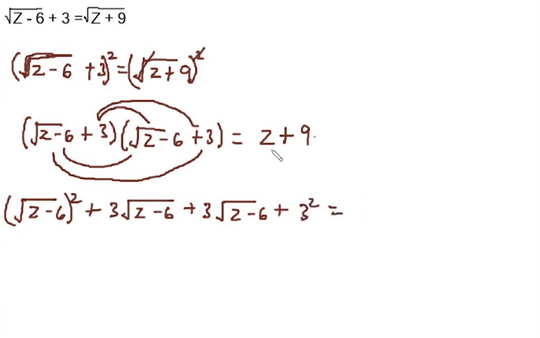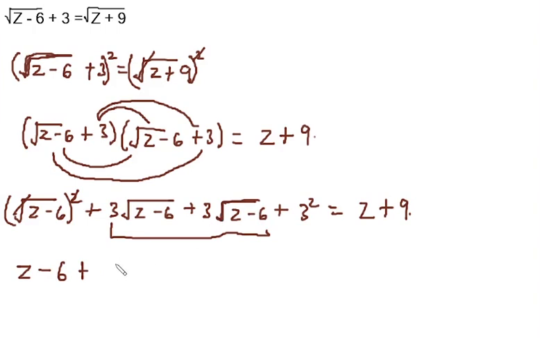This is equal to, for the right hand side, z plus 9. I know that the square can cancel out the square root, so this is z minus 6 plus, these two terms can add up because they have the same radical term, so this is 3 plus 3. So in the end, I have 6 square root of z minus 6, plus 3 squared is 9, and then this is equal to z plus 9. This looks like the first set of equations that we dealt with.